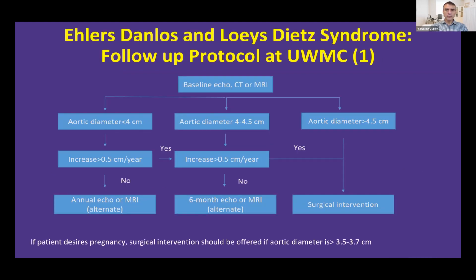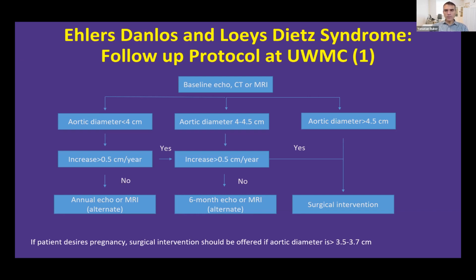And so this is our algorithm for imaging follow-up in patients with vascular EDS. For the aorta, we start with an echo, CT, or an MRI. If the aortic dimensions are less than 4 centimeters, or if they increase by less than 0.5 centimeters per year, we do an annual echo or CT or an MRI, we alternate. If it's between 4 and 4.5, it's every 6 months. If it's more than 4.5, or if it increases by more than 0.5, we refer them to the surgeons.